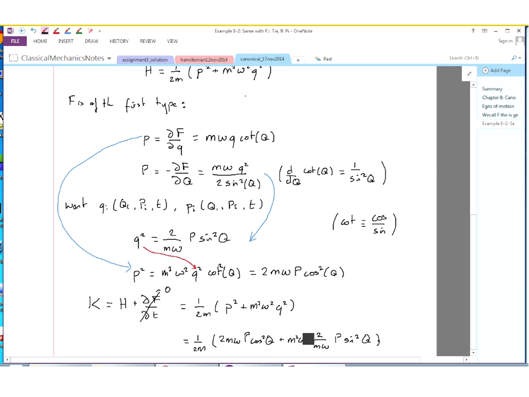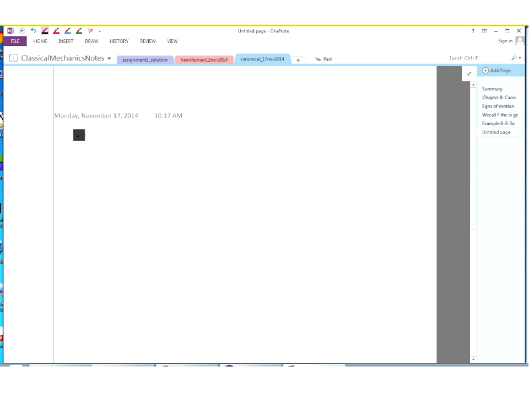And then the second term, you have an m omega that's canceled because there's a 2 over m omega in the denominator, so that cancels an m and an omega from the m squared omega squared term. So that's with 2m omega. You divide that by 2m, so you're left with just omega. So the first term is equal to omega p cos squared q, and the second term is omega p sine squared q.